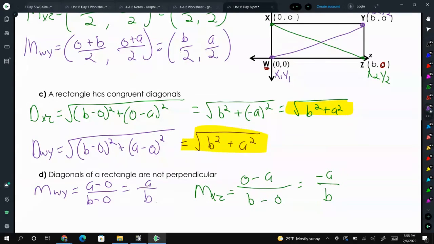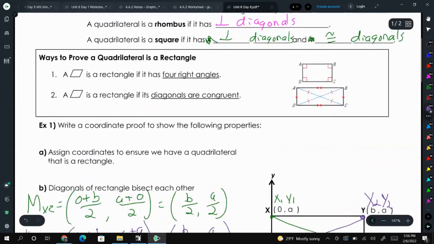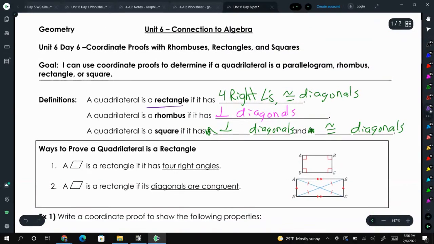So this shows us that, yes, this is a parallelogram because our diagonals bisect each other. They have the same midpoint. Yes, our diagonals are congruent. They have the same distance using the distance formula, but they are not perpendicular because they do not have opposite reciprocal slopes. So up here, like we're saying, the rectangle has congruent diagonals.